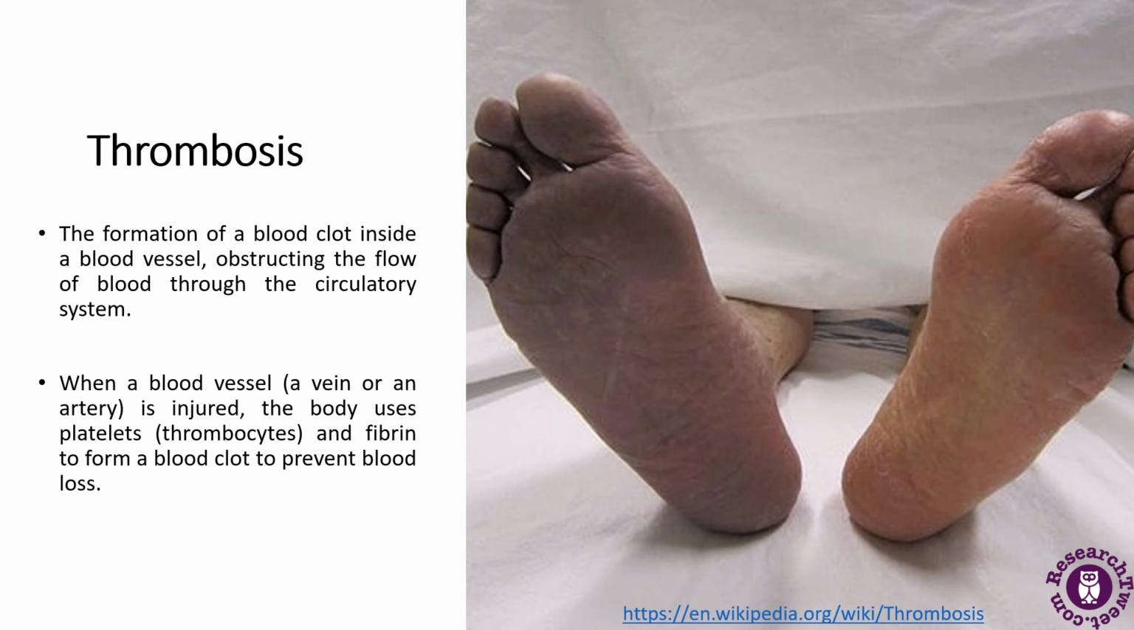Next is thrombosis. You can see the picture representing thrombosis. It is the formation of a blood clot inside the blood vessel, which obstructs the flow of blood through the circulatory system. When a blood vessel, for example a vein or an artery, is injured, the body uses platelets to clot the wound, wherever the injury has taken place. The body uses platelets and fibrin to form clots to prevent blood loss. This is how coagulation works in the various disorders.